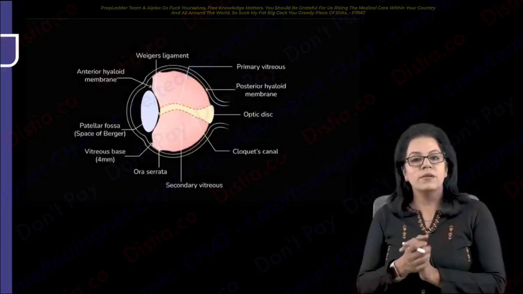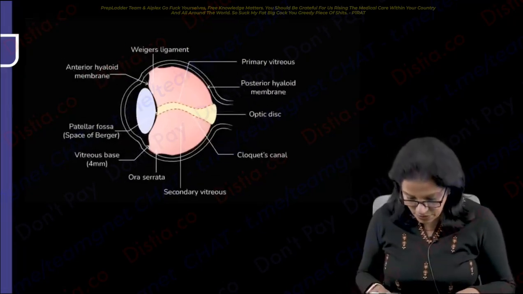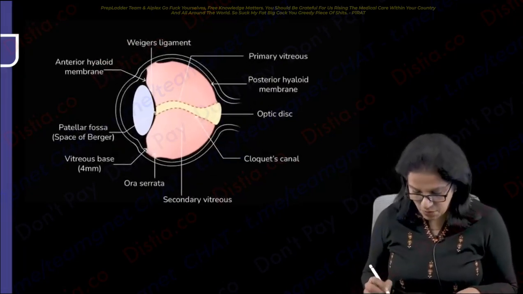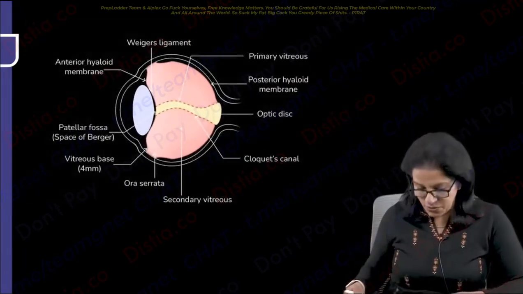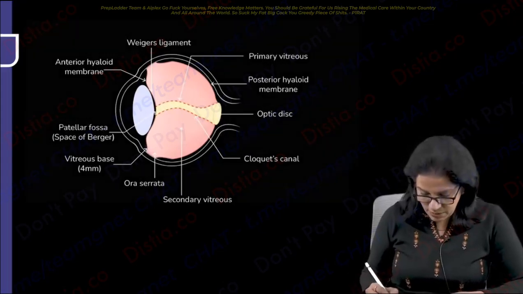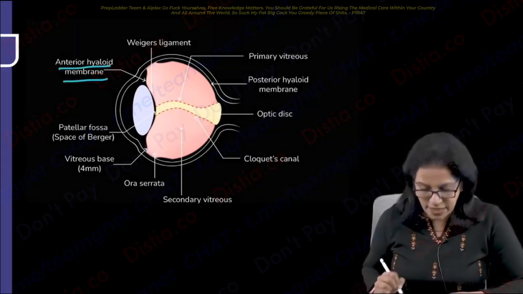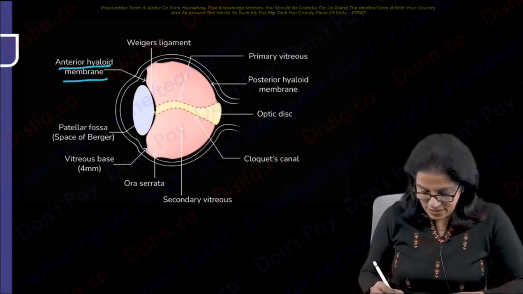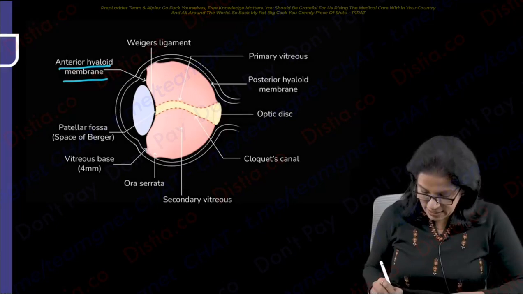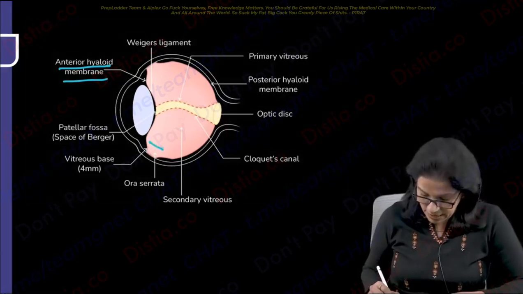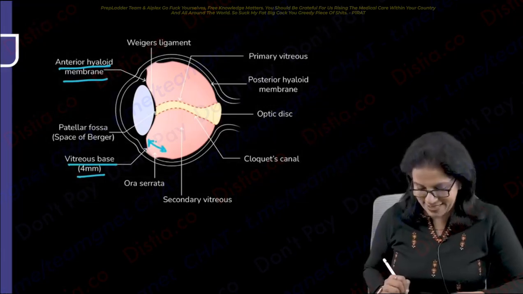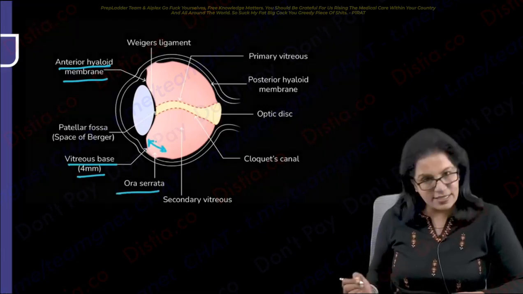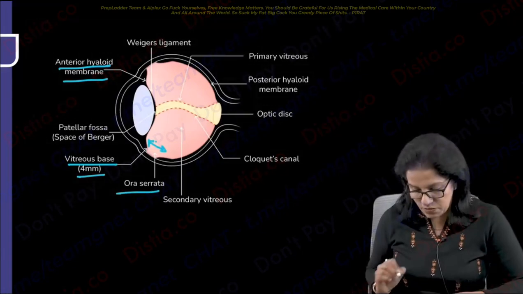Okay, so now we are going to look at the anatomy. What are the landmarks that you have to know? If you want to draw, you can draw it. Otherwise, just understand, we have drawn it earlier also. This condensed part is called the anterior hyaloid membrane. Right? Just behind the lens. If this is the periphery, the ora serrata, this vitreous is spanning around 3 to 4 millimeters. This is what is the vitreous base, spanning the ora serrata. So all this is secondary vitreous.